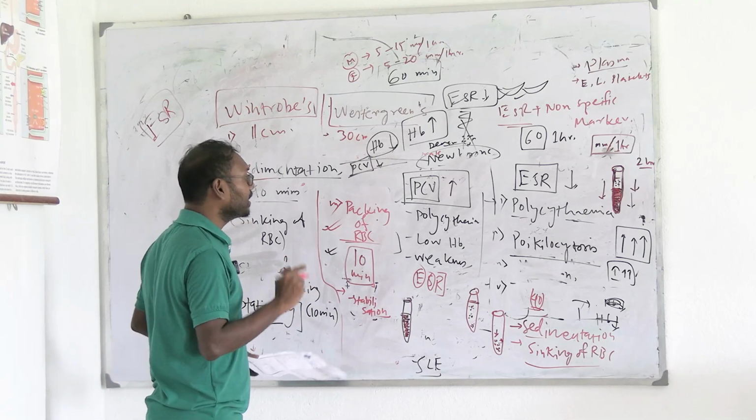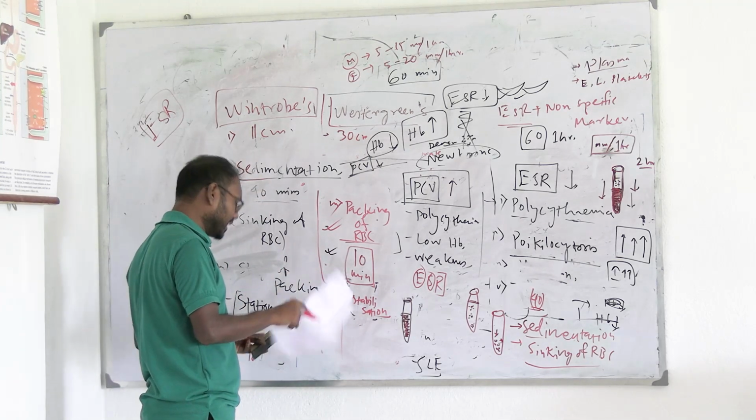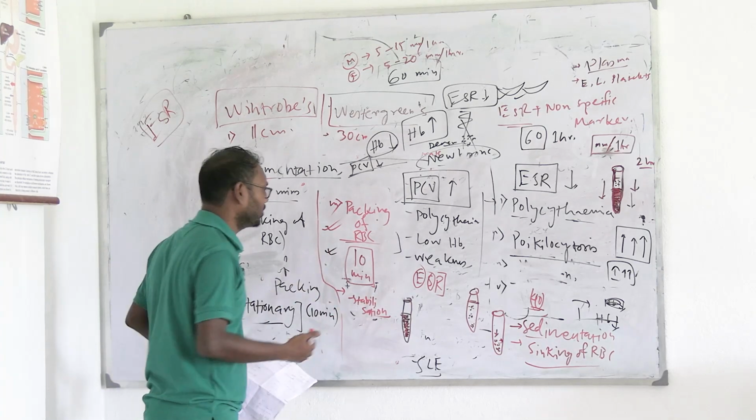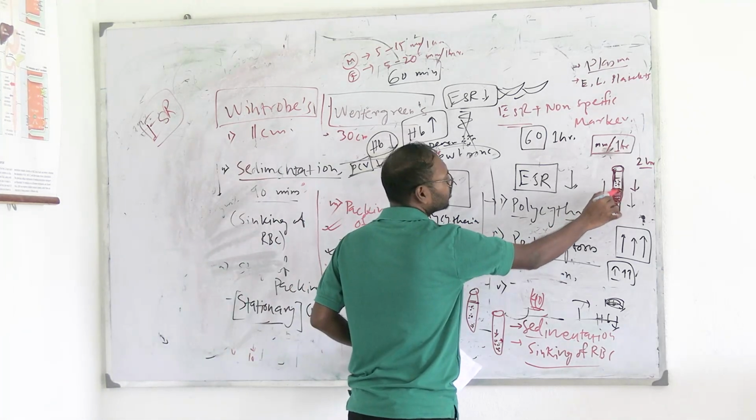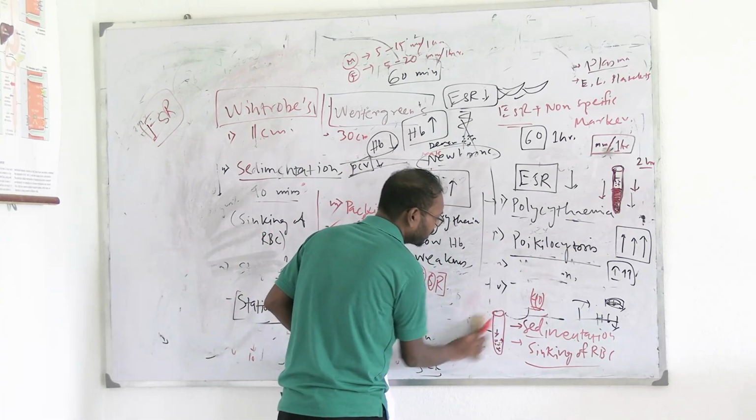Stabilization of RBCs. Now we come to the next point: all of these things we are continuously calling RBC, erythrocyte, but why? We were putting whole blood inside, so there are other cells also. So now there comes the next important point.